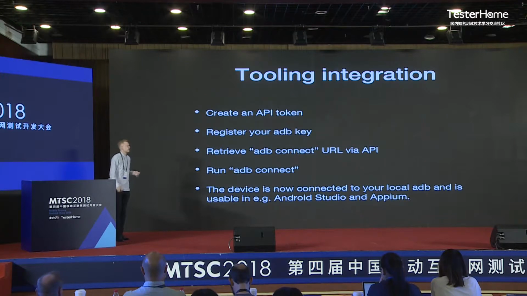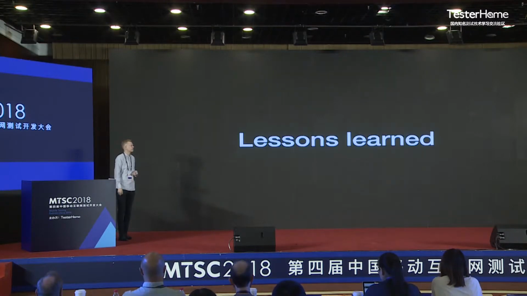Works nicely. And the basic flow for that is to first install STF, then you create an API token in the UI, then you register your ADB key, so it lets you in. And then you retrieve the ADB connect URL through our API. Then you run that adb connect command. And now you have the device connected to your local machine, and you can see it in Android Studio, Appium, any tool.